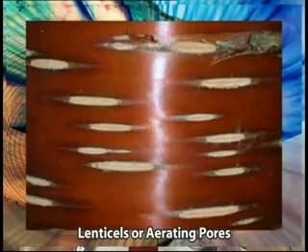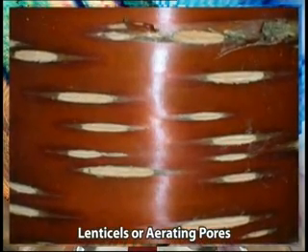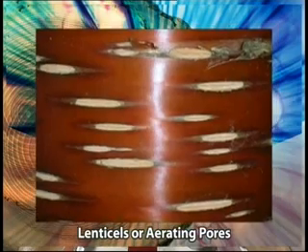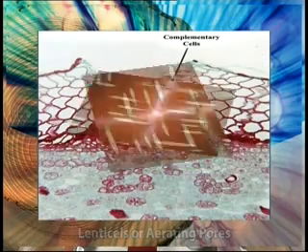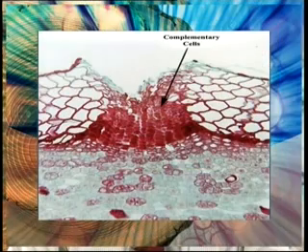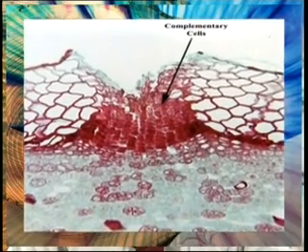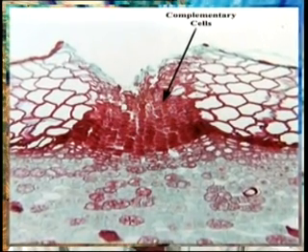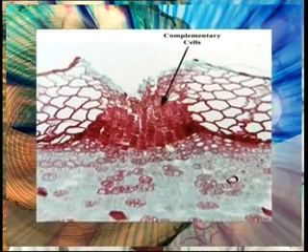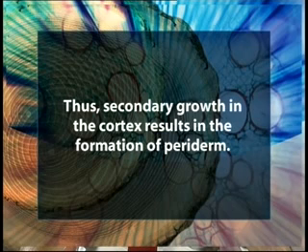The lenticels, also known as aerating pores, enclose a group of living cells called complementary cells. Through these cells, exchange of respiratory gases and to some extent transpiration takes place. The secondary growth in the cortex results in the formation of periderm. Due to the addition of this region, there is an increase in the girth of cortex.